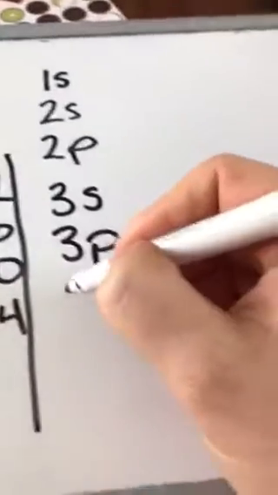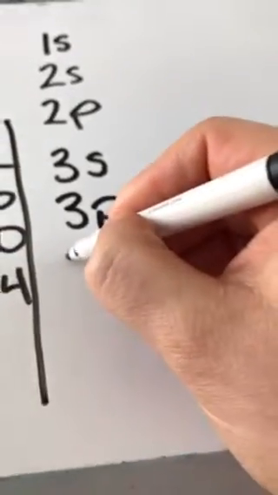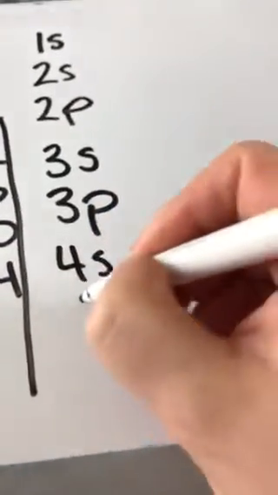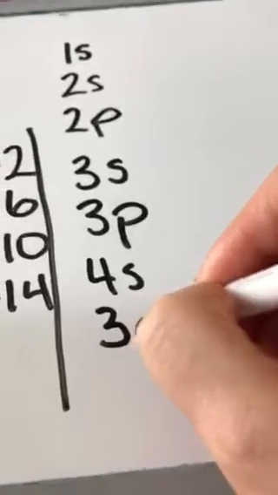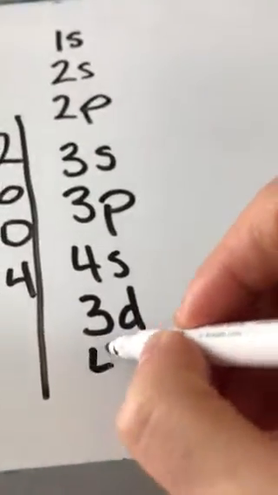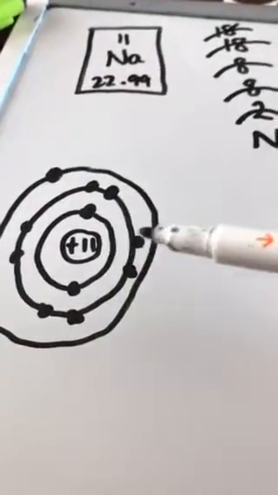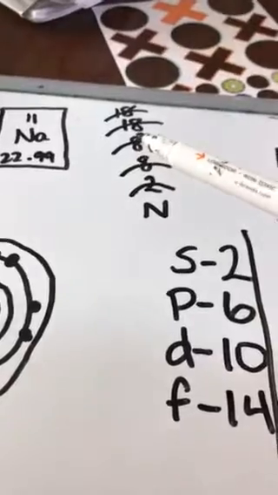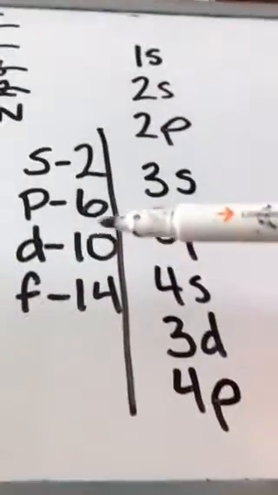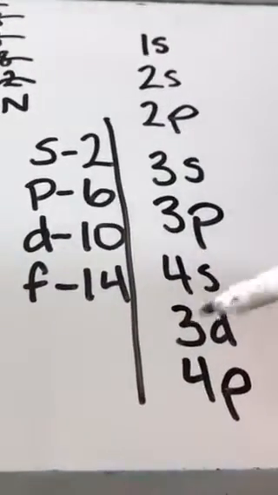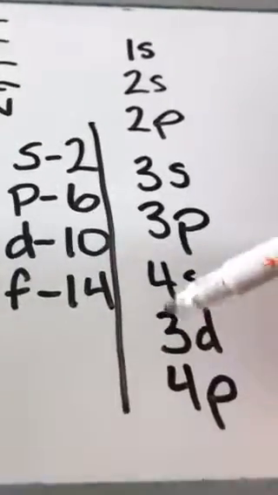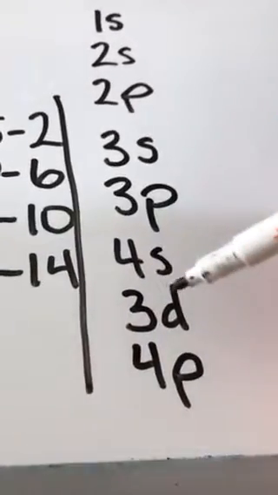The fourth energy level has an s, and then don't worry about this number here, a d and a p. Now I know that it says 3d, but it sort of ends up in the fourth level. There are some complicated quantum mechanical reasons for why it's 3d and not 4d. Don't worry about those at this level, just kind of know that it's there.